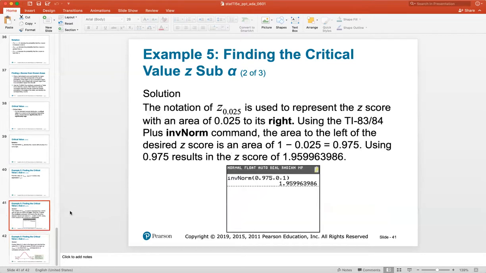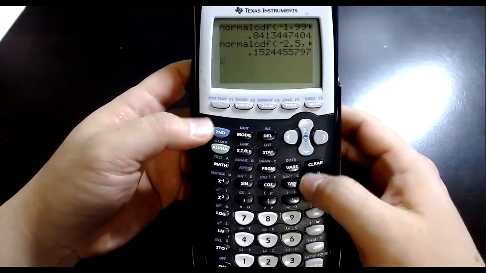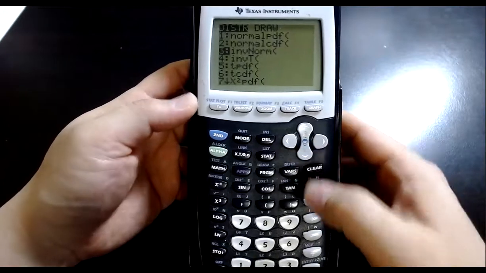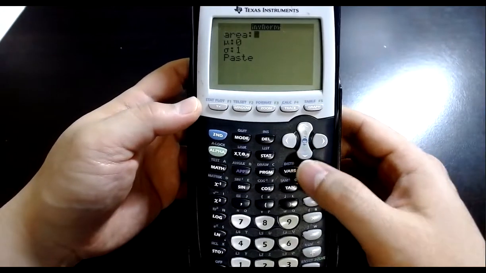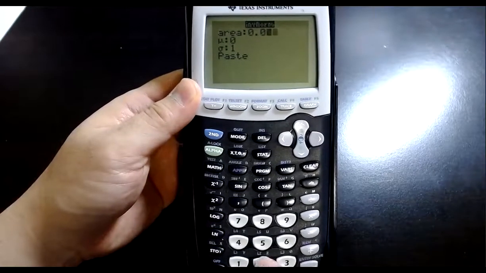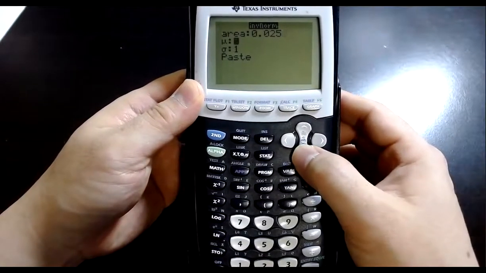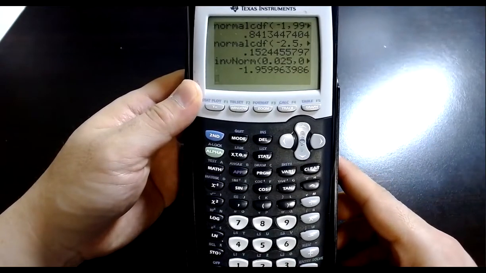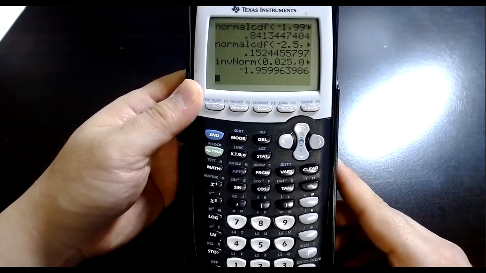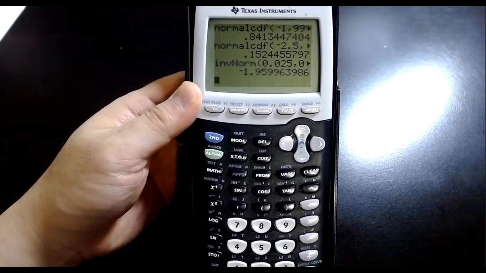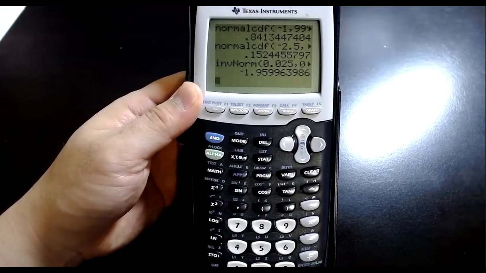So let's see. In the calculator, we go to the distribution, press second, press variable, and then you see the inverse norm there. Area is what? 0.025. And then mu 0, sigma 1. Here you paste. Okay, so we got negative 1.9599, approximately negative 1.96. So we got exactly the same number shown in the slide, right?